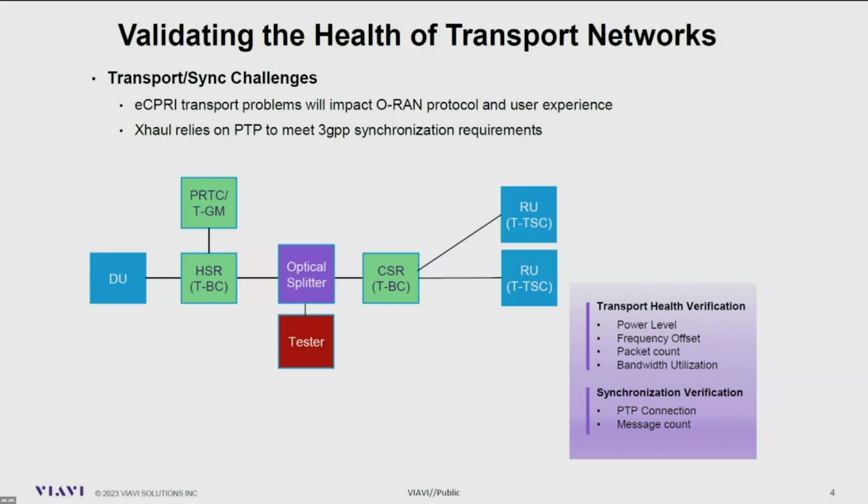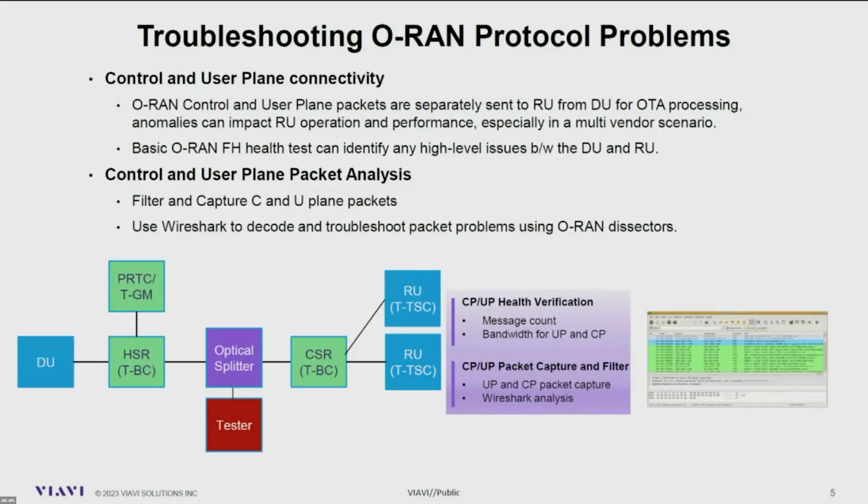Okay, so we go one layer higher. As I said, on this front haul we have lots of packets, primarily control and user plane packets.